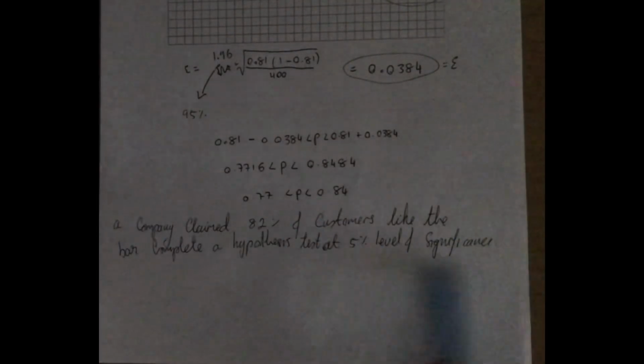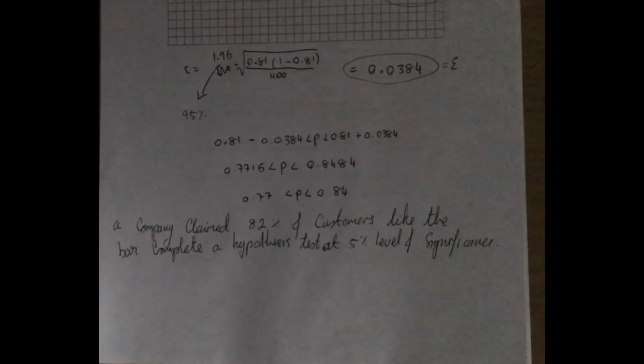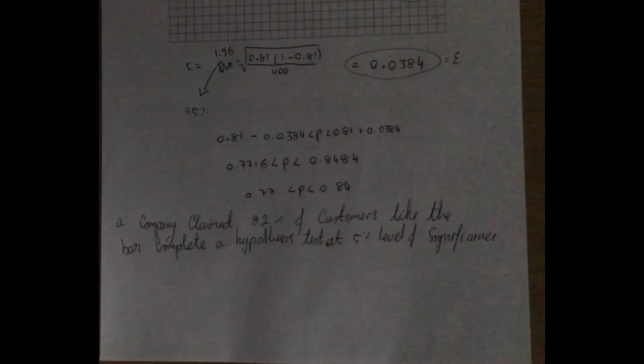So just adding this in now, we could be asked as a follow-up question: a company or a magazine claimed that 82% of customers did like the chocolate bar. Complete a hypothesis test at the 5% level of significance to prove or disprove this claim. They might say, please show clearly your null hypothesis and alternative hypothesis. So we're just going to quickly see what that would look like.